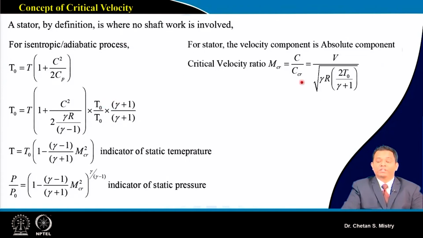What I know is this is my critical Mach number. So in order to modify my equation, I can say the equation is given in this form. It says my T is given by T0 into 1 minus gamma minus 1 divided by gamma plus 1 M critical square. So all the static temperature we are calculating will be based on my critical Mach number.